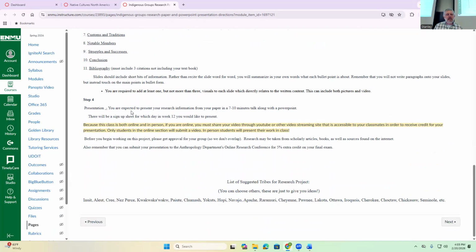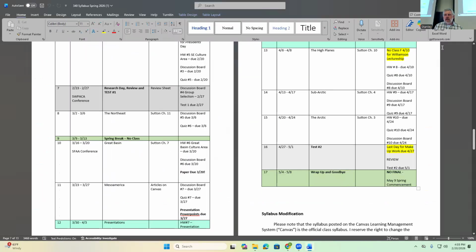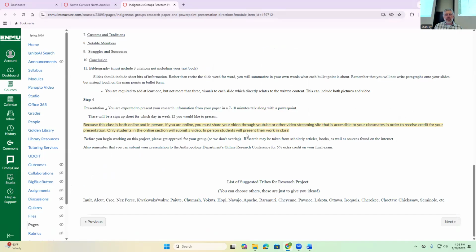And finally, step 4 is your presentation. Your presentations are going to happen during week 12 of the semester when we are all going to present either in person or online. You're expected to present your research information. It should be about 7 to 10 minutes. You figure 10 minutes because you have a 10-page paper and 11 slides at least for your presentation. So that works out well for about 10 minutes. Talk along with your PowerPoint.